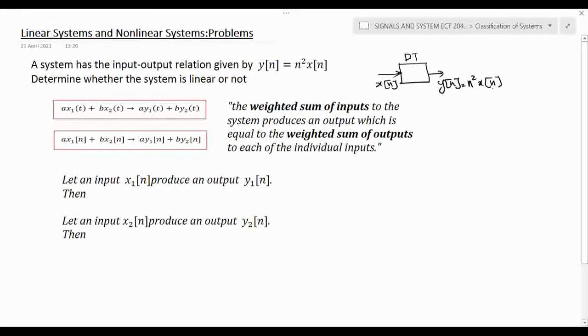If you apply x1 of n, the output will be n square into x1 of n. And this is a discrete time system, so we need to verify the second equation: a x1 of n plus b x2 of n, whether it gives a y1 of n plus b y2 of n.